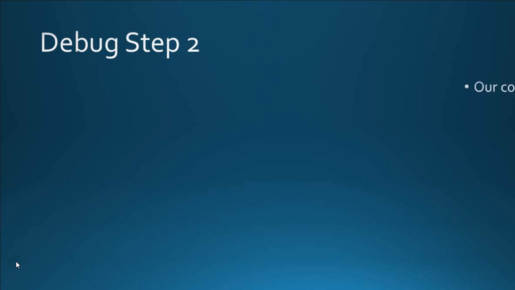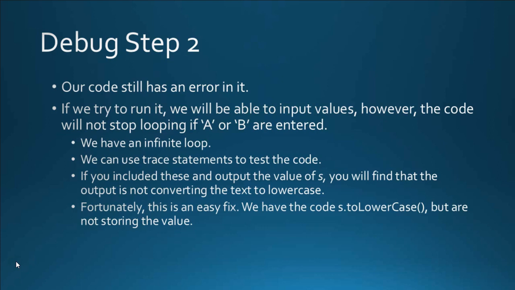So let's do the next debugging step. Our code still has an error in it. If we try to run it, we will be able to input values. However, the code will not stop looping if A or B are entered. We have an infinite loop. We can use trace statements to test the code. If you include these and then output the value of s, you will find that the output is not converting the text to lowercase. Fortunately, it's an easy fix.